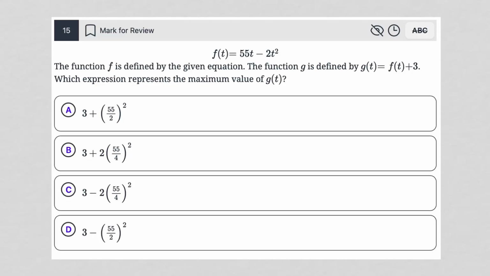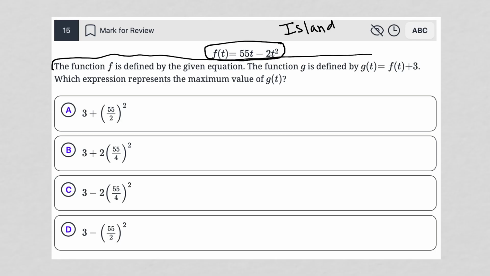So this question is an island question. Anytime I see a question that has an equation, a function, a system of equations, or even a table that floats on top of the question, I call that an island question. And what I do with that island question is I go straight to Desmos. I just type it directly into Desmos.